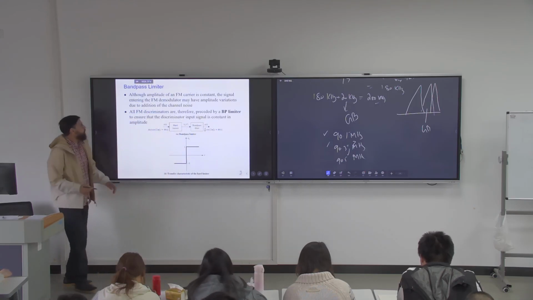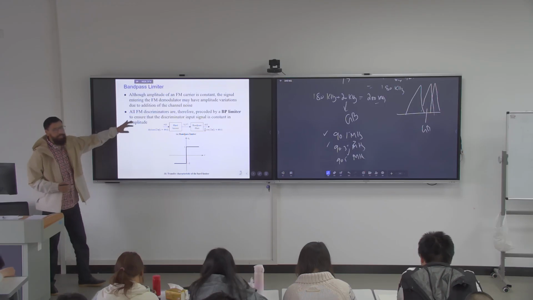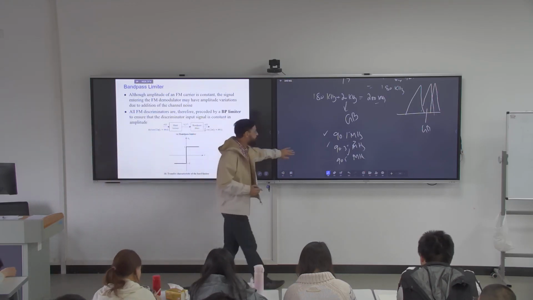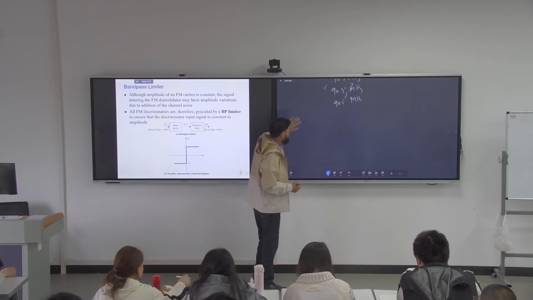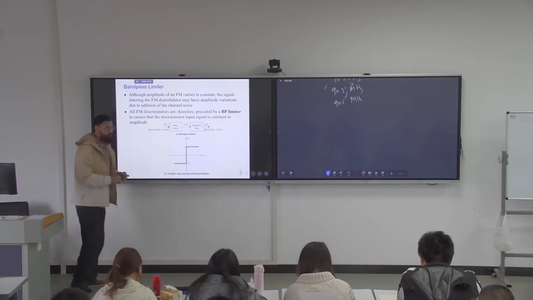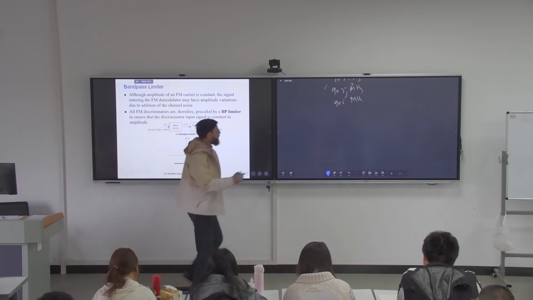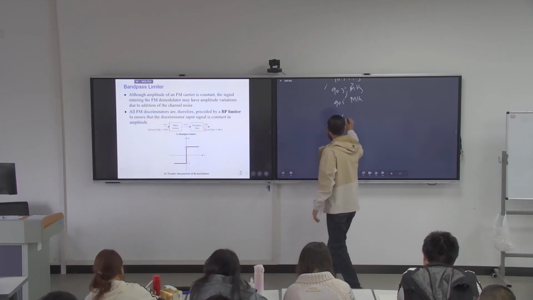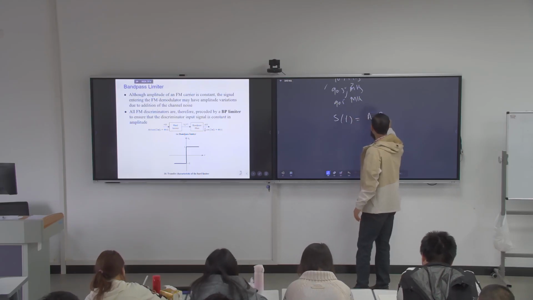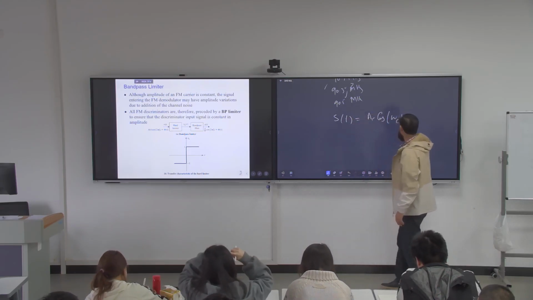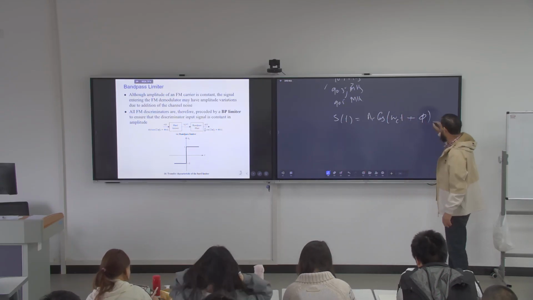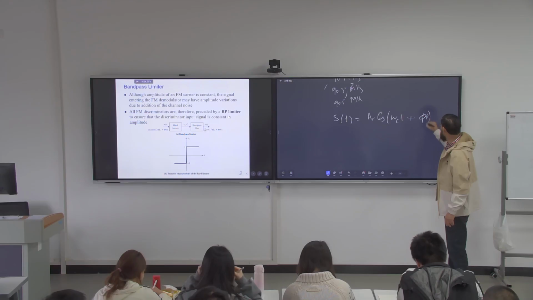But before we do that, we need a device called a band pass limiter. What is that band pass limiter? So I have this signal, s(t) equals A_c cos(omega_c t plus this phase), right? What I need to put here is t, right?